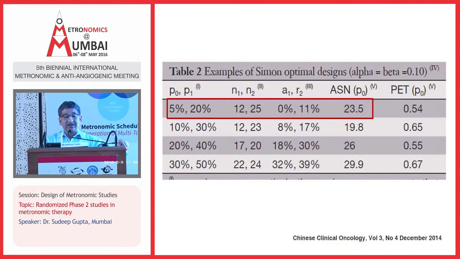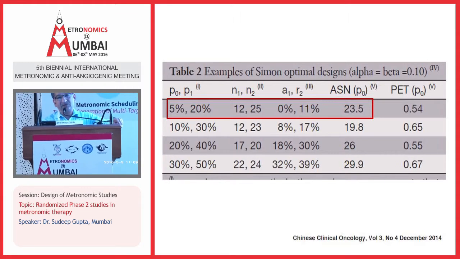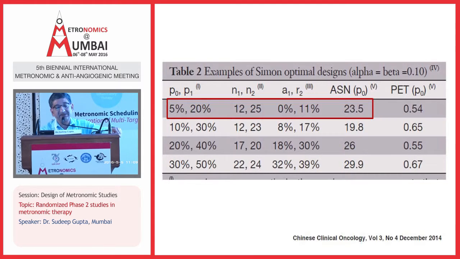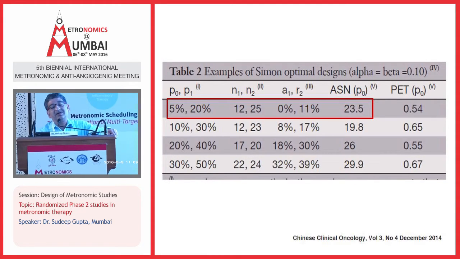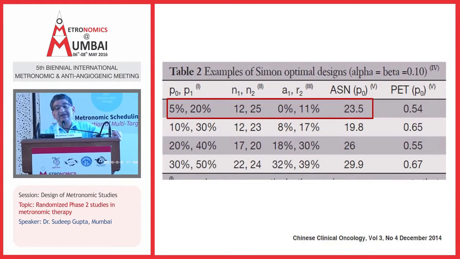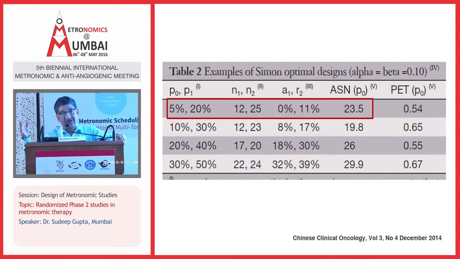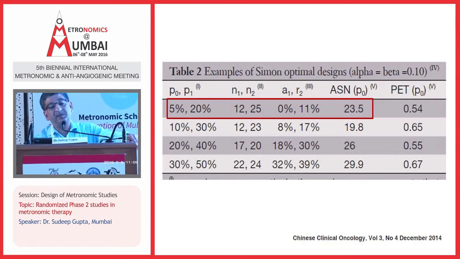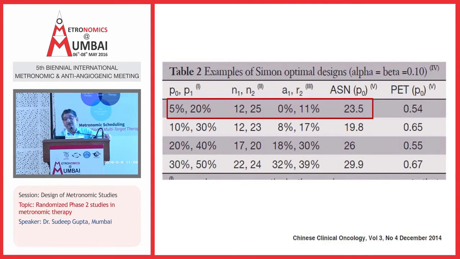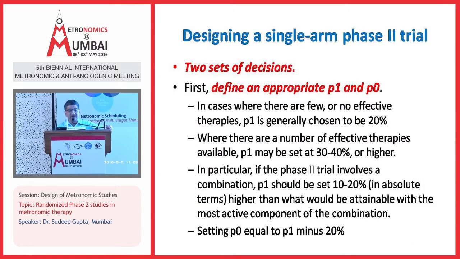You can see here that if the response rate of interest is 20% and the null response rate is 5%, one has to accrue 12 patients in the first stage and 25 patients in the second stage, and the regimen will be declared effective if 11% of all 37 patients actually respond. So you can put various parameters for P0 and P1 as well as for R1 and R2, and one will get various kinds of numbers.